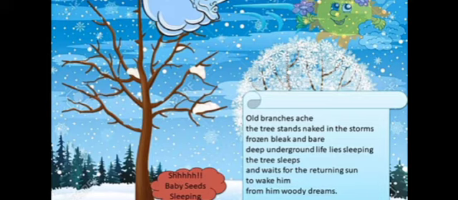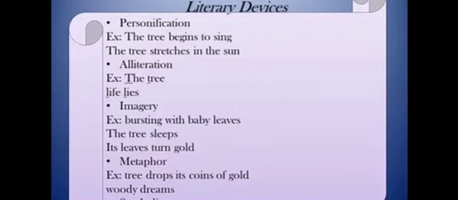So, this is all about the poem The Tree in Season by Robert Fisher. Though this poem is a short poem, it has so many literary devices like personification. The tree begins to sing, the tree stretches in the sun are some of the personification, and alliteration are the tree, life lies. Here alliteration means the use of the same letter or sound at the beginning of adjacent words.